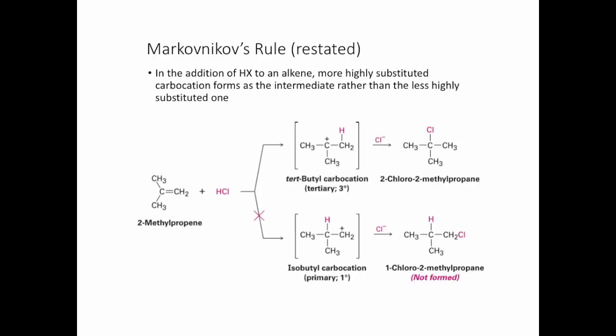So here we see another example. This 2-methylpropene, when you react it with HCl, you form this product, not this product. Here, the carbon on the right is the one with more H's. So that's the carbon that gets the H from HCl, shown in this intermediate. And then the chloride of the HCl gets added to this carbon, the one with less H's.